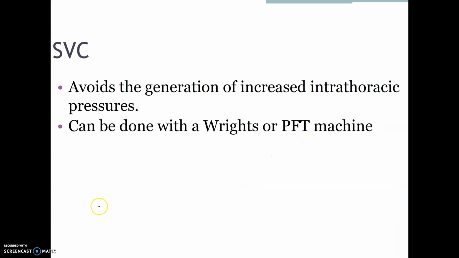All right, so there are two different types of vital capacities. We can do a slow vital capacity and a forced vital capacity. For a slow vital capacity, you can do that with a Wright's respirometer because you will not break the vanes. You can also do it with a PFT machine. However, most of the time, if you're using a full PFT machine, we do a forced vital capacity. But a slow vital capacity will avoid the generation of increased intrathoracic pressures.